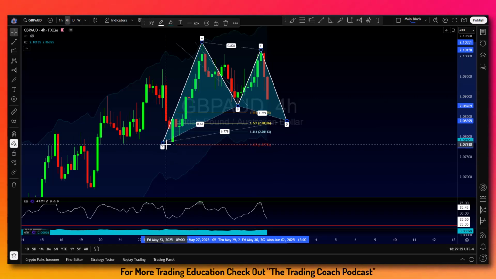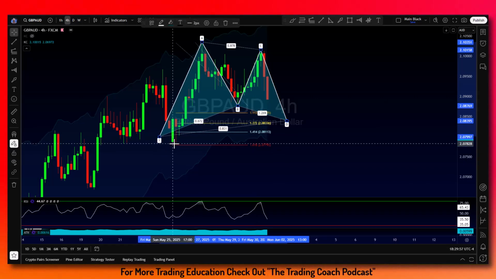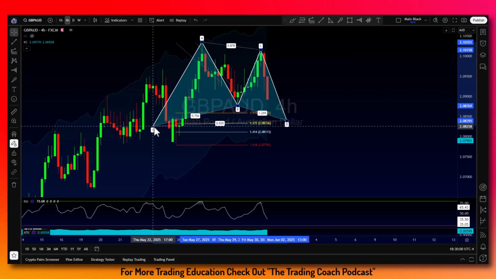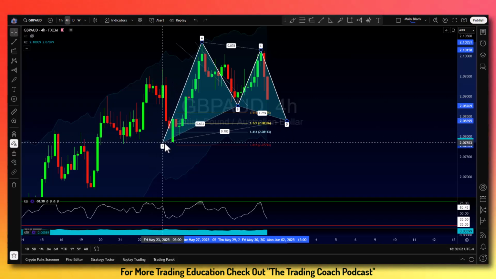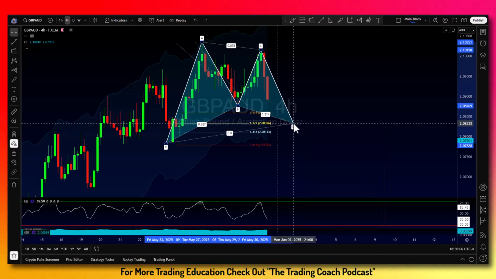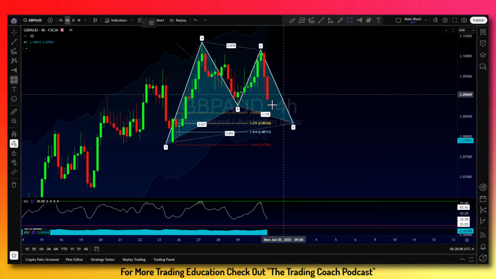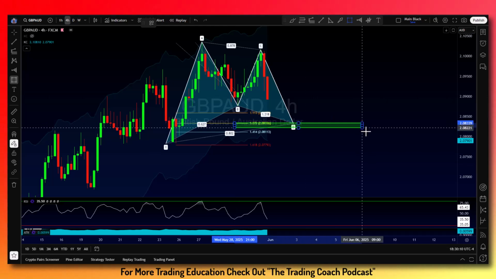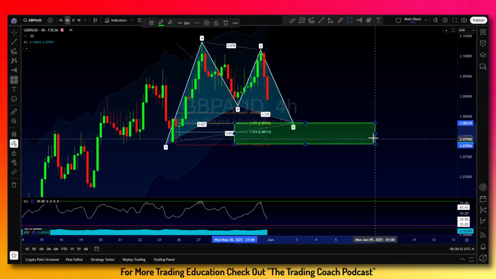Let me just get this correctly drawn on here. Where did I put you at? 127? No, I had it correctly drawn on. There we go. That's going to be our decompletion right here. And again, this works in a zone where the decompletion starts at this level right here and ends at the bottom of our X leg.